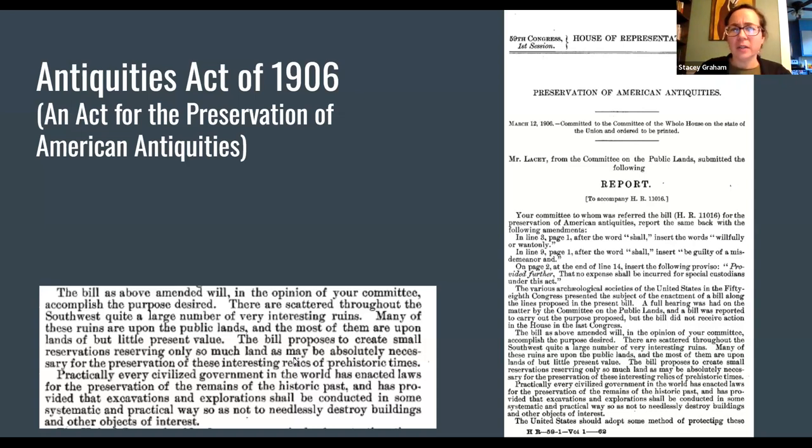All right, so let's take a look at what some of these sites are besides Devil's Tower. And that, of course, is a name given to it by white people. It has a Native American name that is much more appropriate that I can't remember off the top of my head right now. But the lesson idea identifies four of these earliest national monuments, four of the five earliest ones that were ever created under this act.